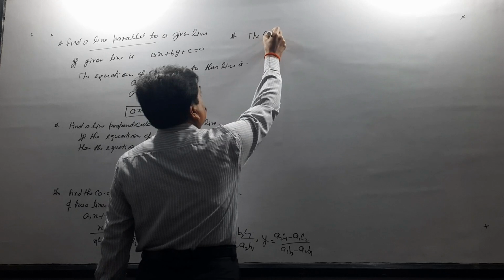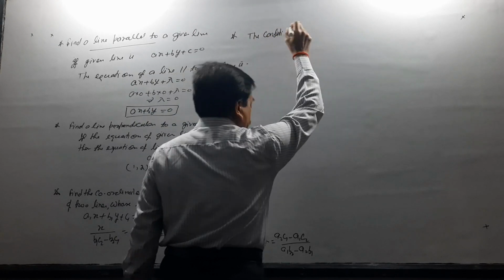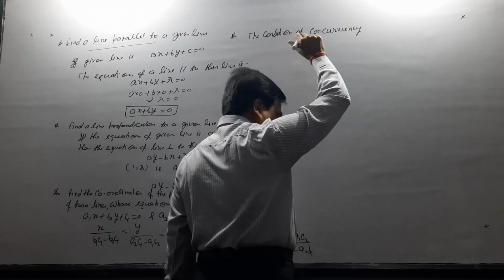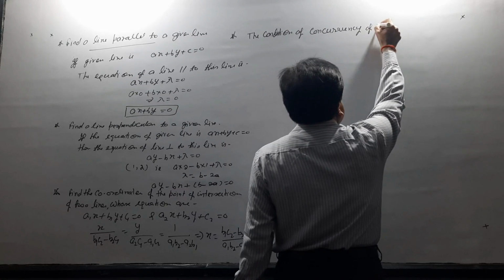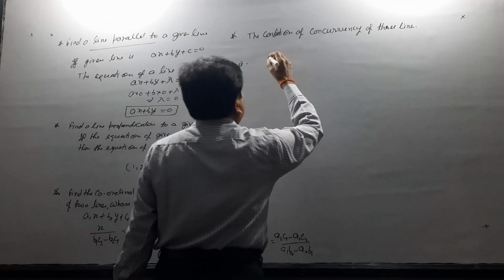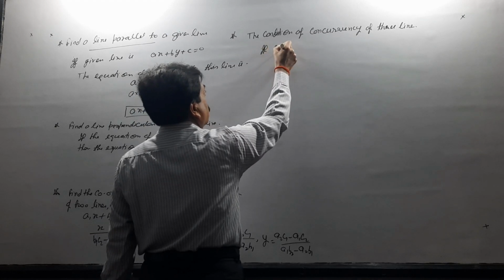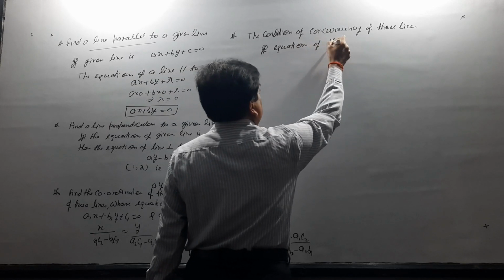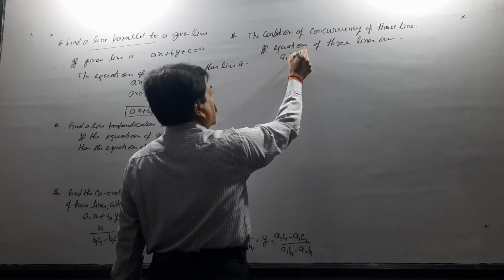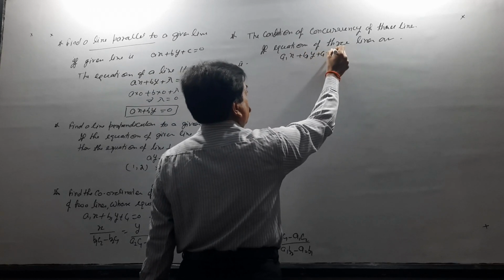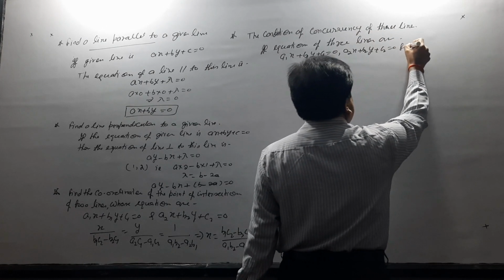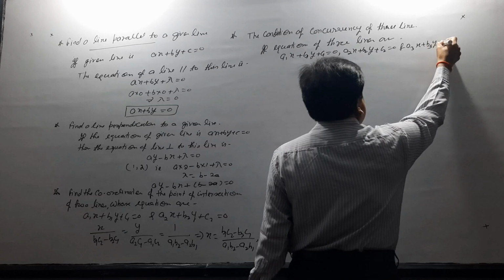the condition of concurrency. The condition of concurrency of three lines, if equations of three lines are a1x plus b1y plus c1 is equal to 0, a2x plus b2y plus c2 is equal to 0 and a3x plus b3y plus c3 is equal to 0.